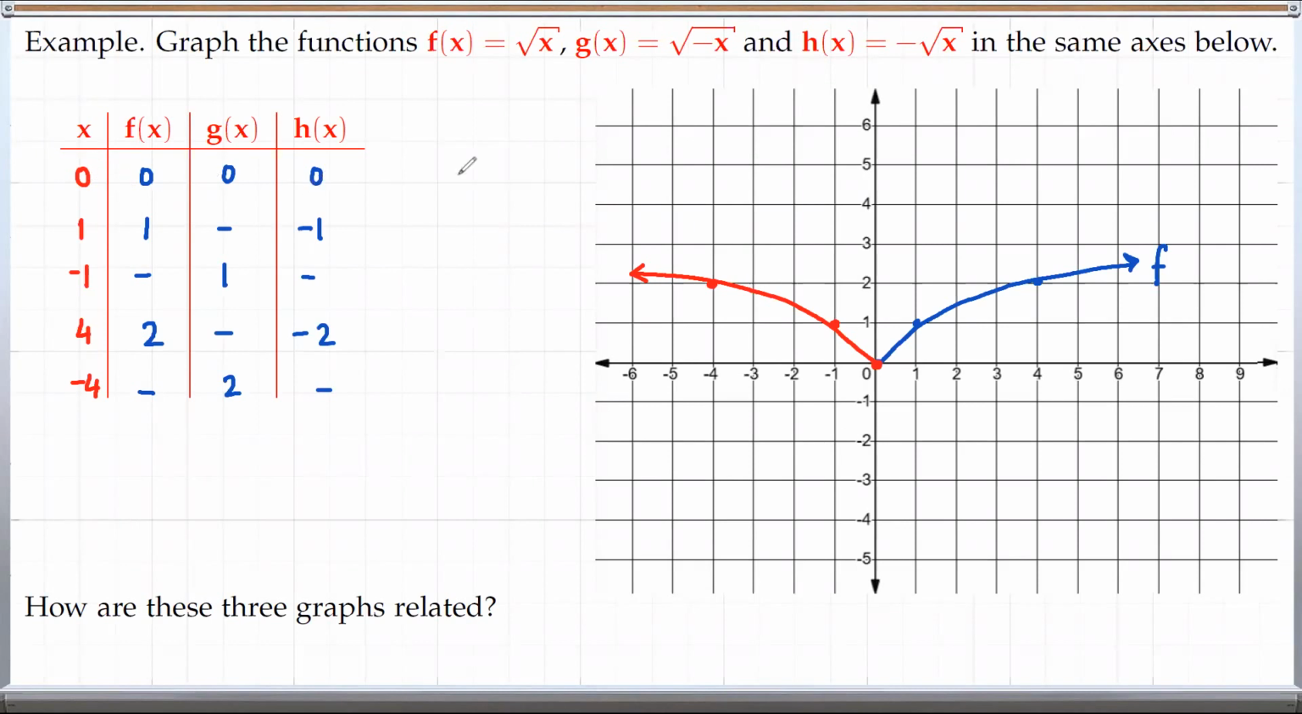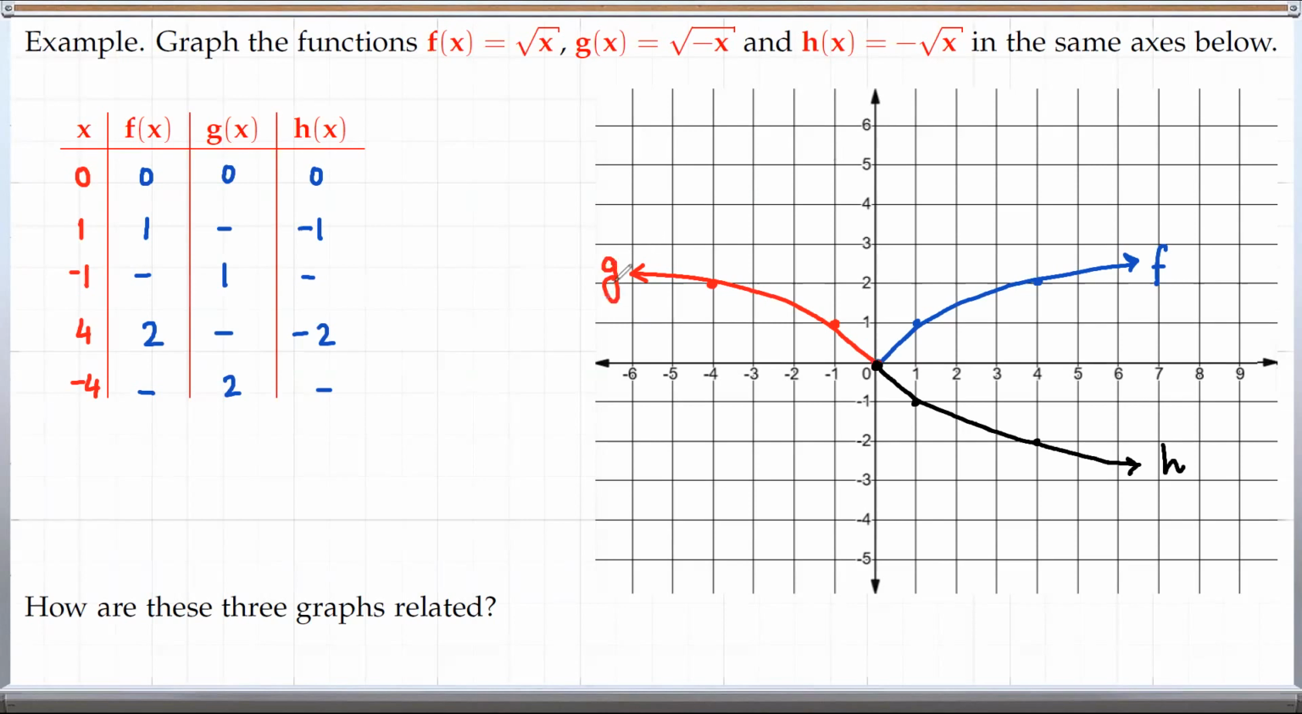Now let's look at function h. So we have point 0, 0 for h also. It must go through that point. Then we have 1, negative 1. 1, negative 1 is right here. It will go through that point. Then we have 4, negative 2. It will go through that point. So the graph will look like this one. This is the graph of function h.